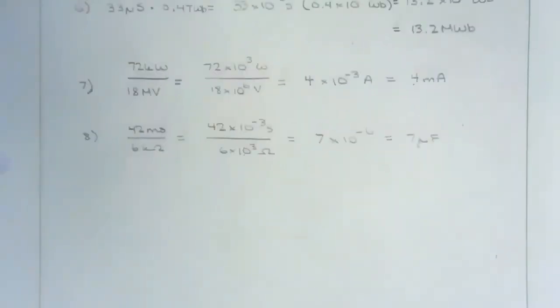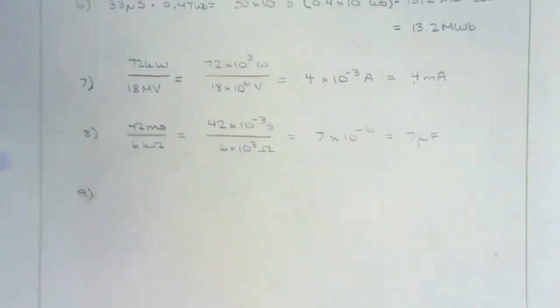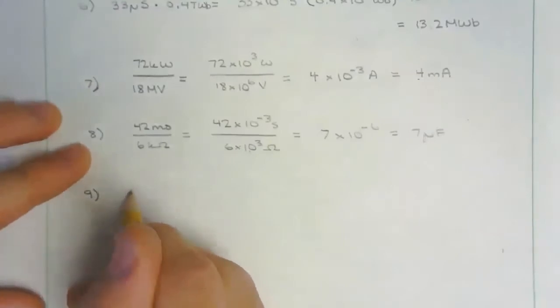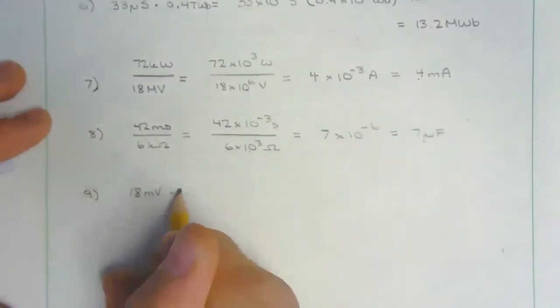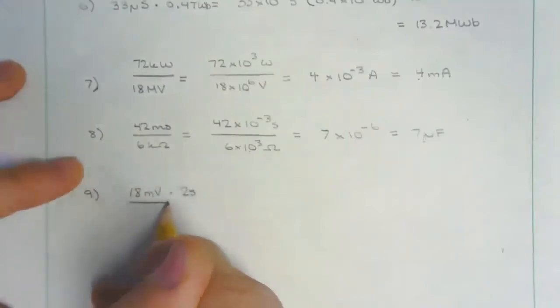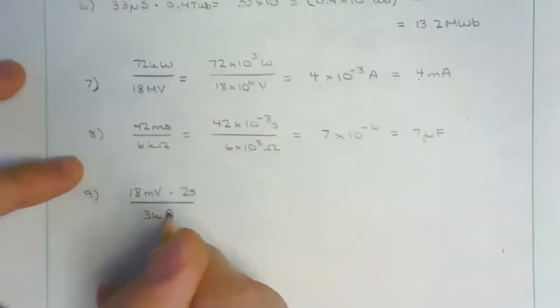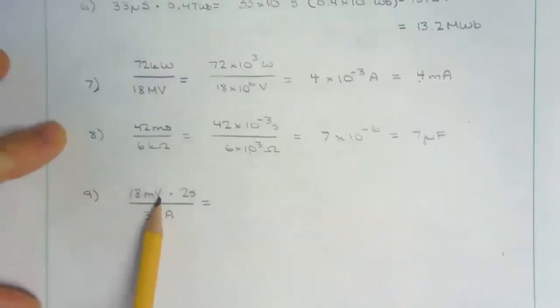And now number 9. Almost getting to the end of our division, and the end of these. So number 9 is going to be something a little strange for this one. It's going to be 18 millivolts times 2 seconds over 3 kiloamps. Now this is odd because we have volts times seconds over amps.